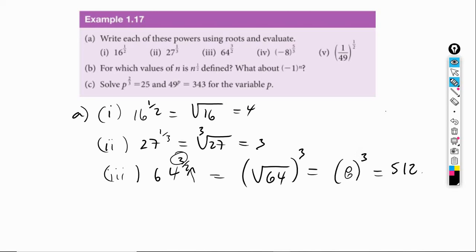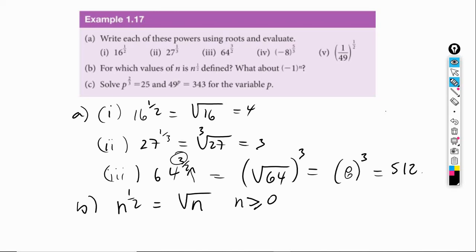Okay, so for B, we have the question, for which values of n is n to the 1/2 defined? Remember, n to the 1/2 is the same as the square root of n. So remember that we don't have square roots of negatives. Therefore, n has to be greater or equal to 0. That would be the values for which n to the 1/2 is defined. Any value greater or equal to 0.